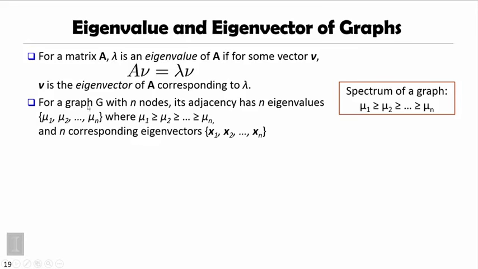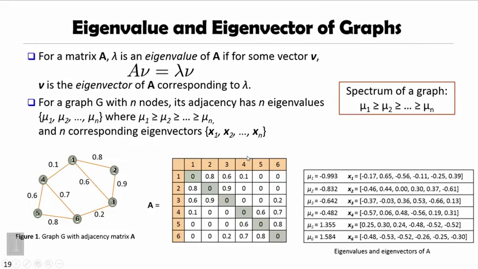So for a graph G, if we have n nodes, then its adjacency matrix will have n eigenvalues, and you can sort these n eigenvalues in descending order. You get lambda 1, lambda 2 to lambda sub n. The n corresponding eigenvectors will be x sub 1 to x sub n.